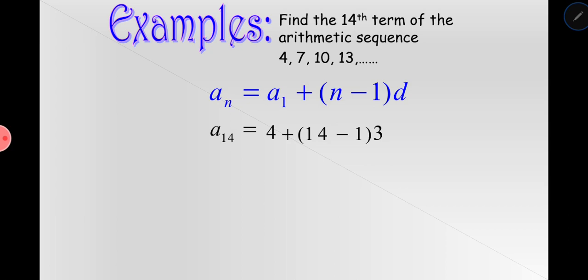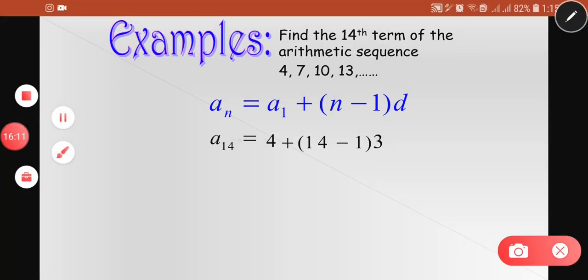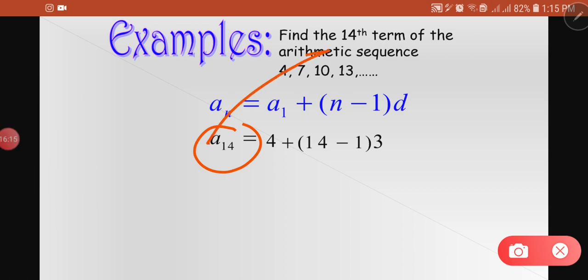A sub 14 is the 14th term. A sub 1 is equal to 4. So A sub 14 is equal to the 14th term. A sub 1 is the first term. And we have the difference. Again, paano natin nakuha si difference?